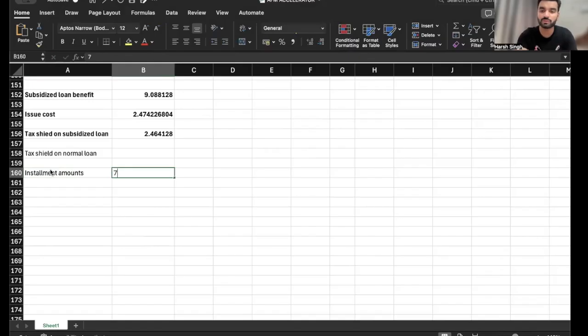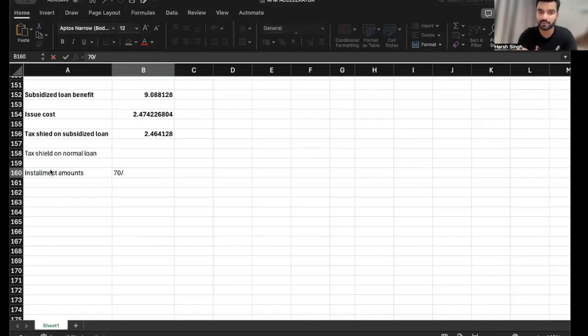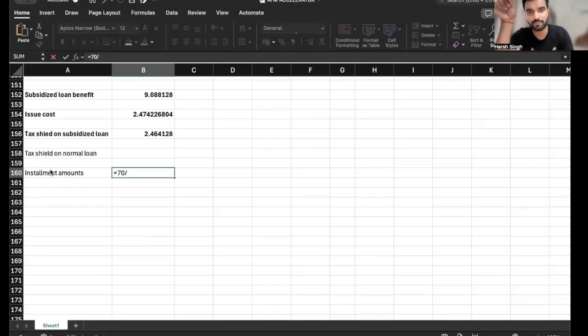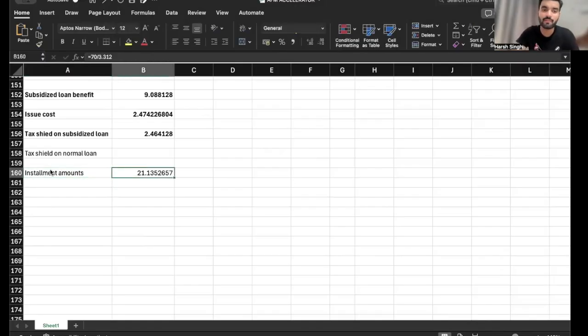We have to find out the installment amounts. That will be equal to 70 million divided by the annuity factor. Annuity factor again 3.312, 8%, 4 years. So this will be the amount of installment that we are going to pay every year. Now I come on the working.